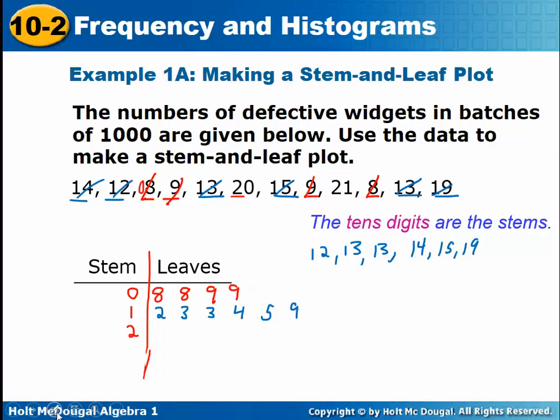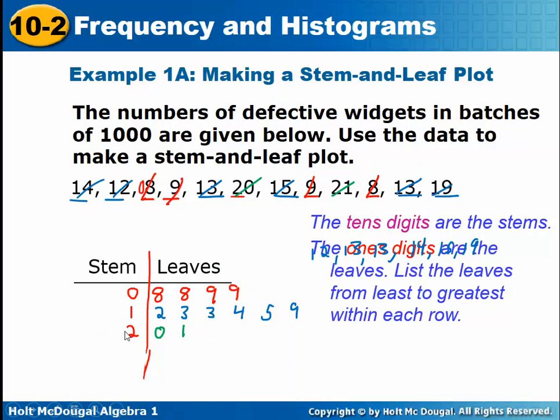Now I need the ones that have a 2 for a stem. So those in the 20s. So there's a 20, so I put a 0 for 20 and a 21. There, that's your whole stem and leaf. The last things to do is to add a title and a key. So I'm going to erase mine. They match theirs, but it just makes it hard to read.